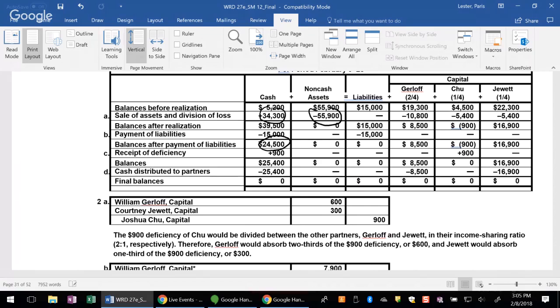Now, we'll pay off our liabilities. What do we have left? Cash and capital. But now this partner has a deficiency of 900. But now he's going to give us that 900. Now we have enough cash right here to pay off this capital and have 0, 0, 0. 0, 0, and 0 all the way across. We went over that the other day.